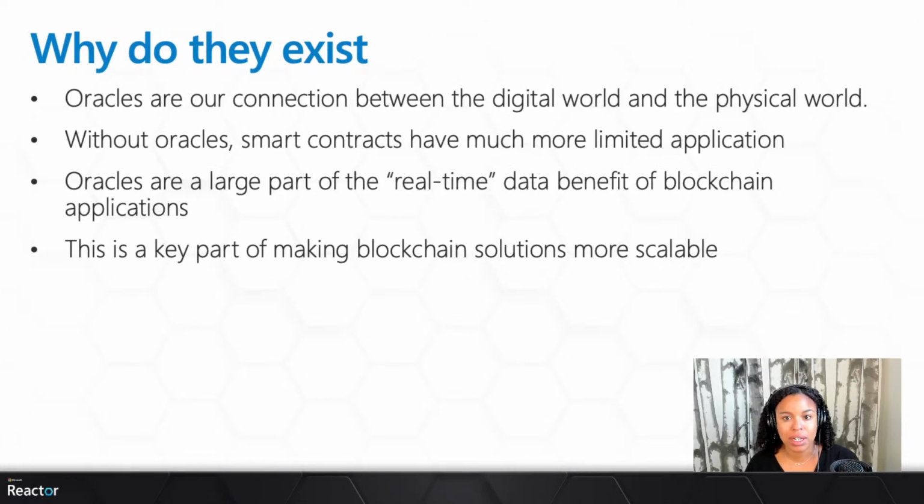So let's talk about why they exist. Oracles are our connection between the digital world and the physical world. They are really the only way for smart contracts to interact with data outside of the blockchain. If you are familiar with smart contract development, you know the boundaries that you work within, and to be able to get any kind of external information, you really have to use these oracles to both send and receive information off chain. Without oracles, smart contracts have much more limited application. They would only rely on information already within the networks, which again is pretty limiting of their capabilities.